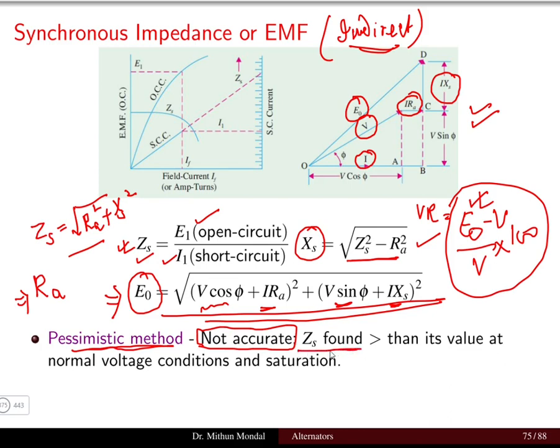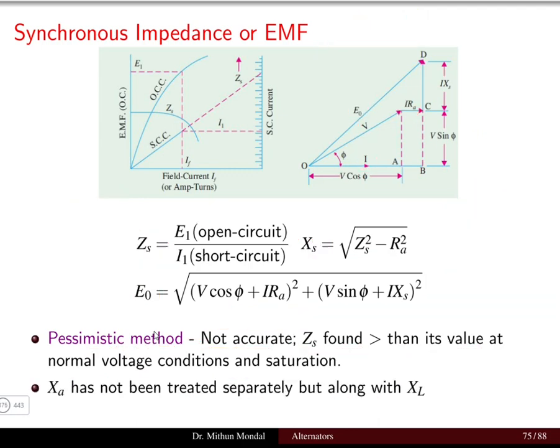The ZS that we have found out is greater than its value at the normal voltage condition and saturation. Since ZS is more than its accurate value, the XS is also not very accurate and E naught is also not very accurate. So the EMF method is not very accurate, but it is the simplest method of finding the voltage regulation.